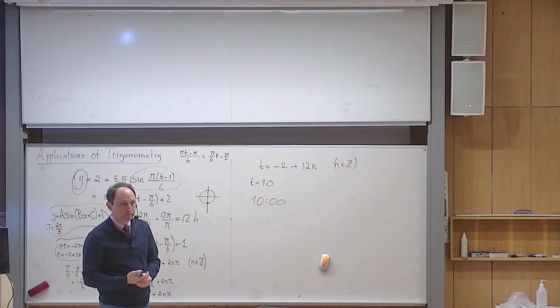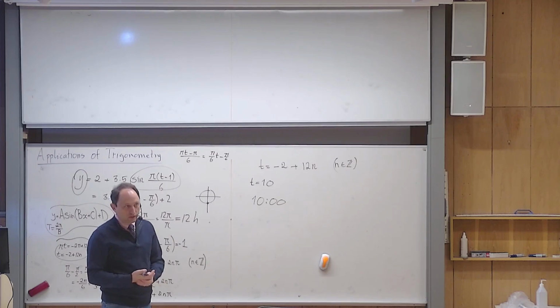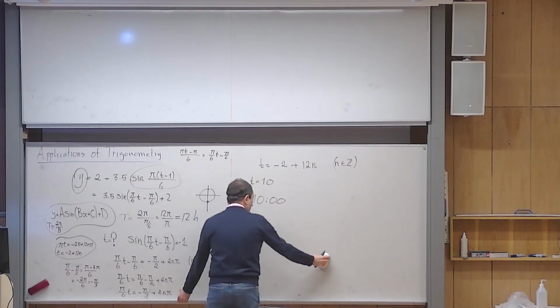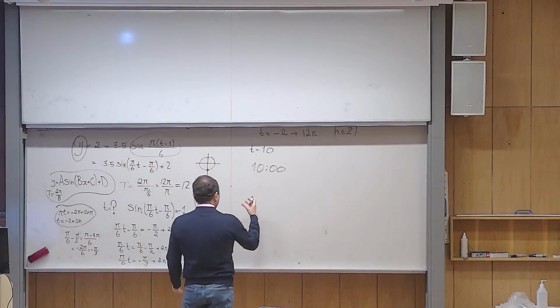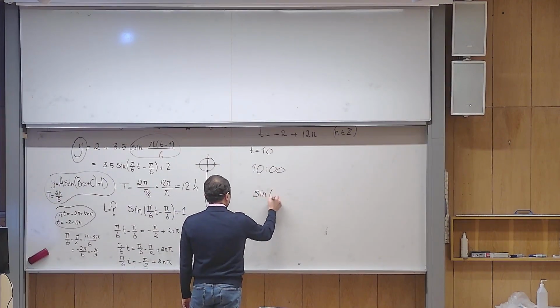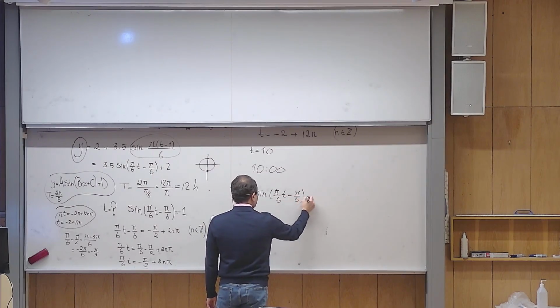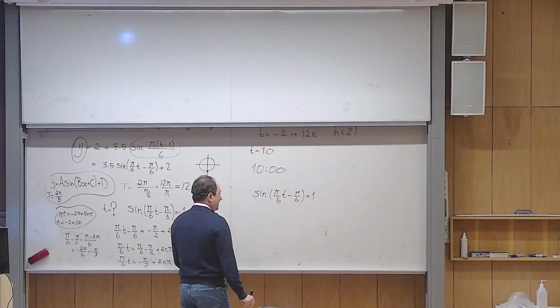Yes? So you put the sine value equal to 1. To 1 this time. Yes? Do you agree with me? Okay, let us check. So this means that this time I put sine of (pi over 6 t minus pi over 6) equals 1 this time. And then what happens?